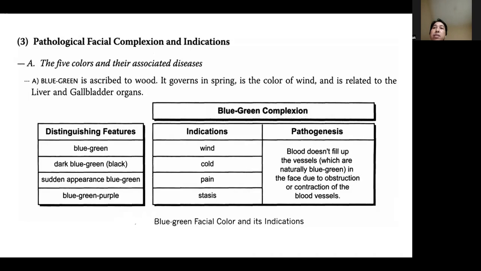Dark blue-green, the indication is cold. Sudden appearance of blue-green, pain. Blue-green purple, the indication is stasis. And the pathogenesis of these different indications is that blood doesn't fill up the vessels, which are naturally blue-green in the face, due to obstruction or constriction of the blood vessels.